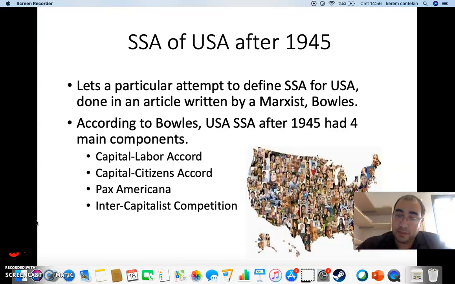Immigrants who did not have the necessary documents to officially work in the United States, who were called sometimes undocumented, sometimes illegal immigrants. And that was the Capital-Labor Accord, the Capital-Citizen Accord. I mean, how the consumption was maintained.